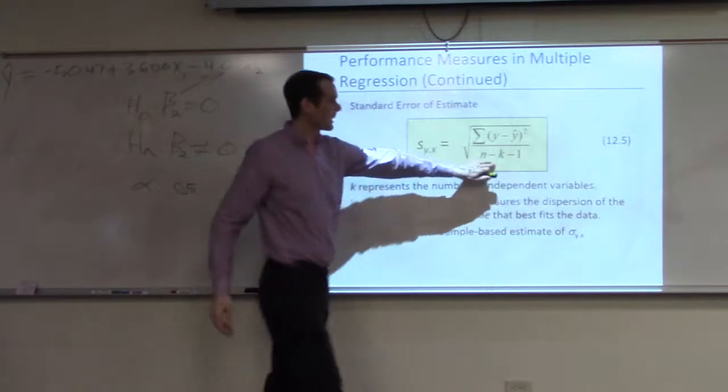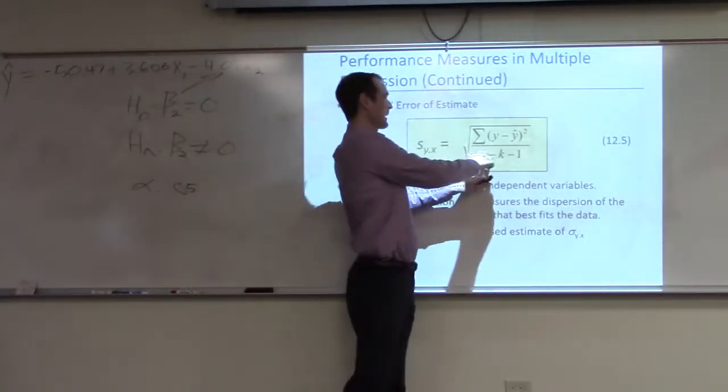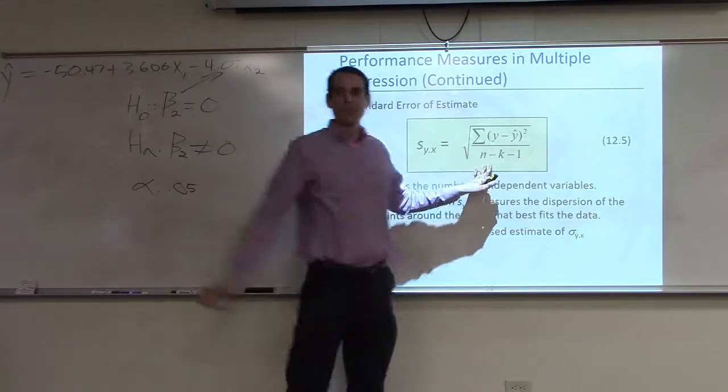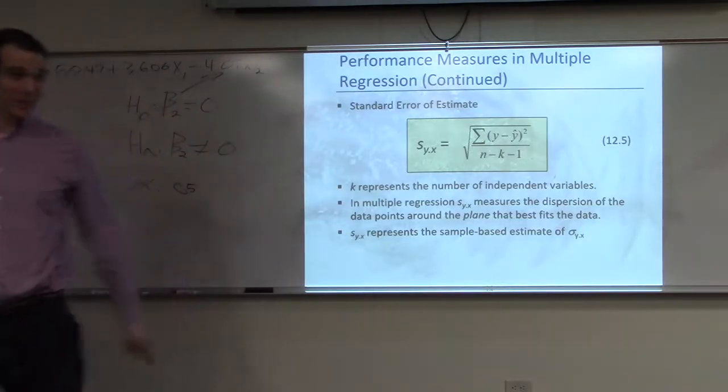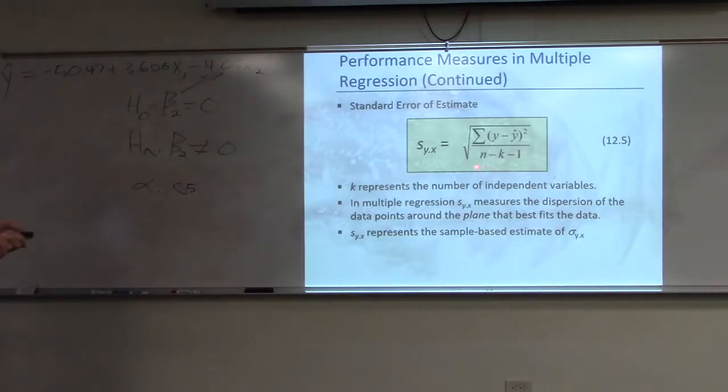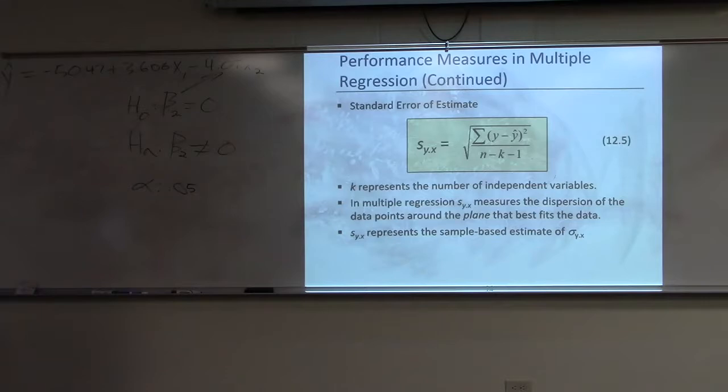Now, if we have two independent variables, we take n minus 2 minus 1, so n minus 3. If we have 6 independent variables, we take n minus 6 minus 1, n minus 7 is our degrees of freedom. We'll have more and more unknowns, so we'll need to account for that when we look at the t-distribution. All right, good there.